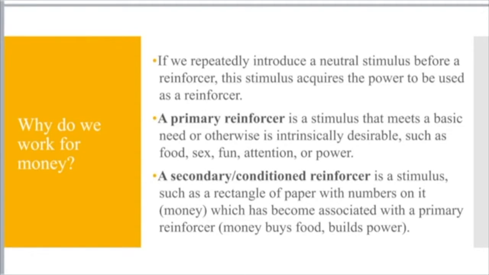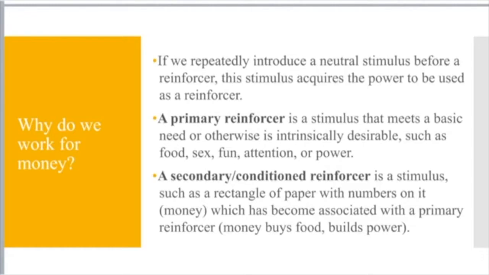Like, we're not working for the actual paper that is money. We're working for what money buys. So a primary reinforcer is like the need to provide food for family, right? And the secondary or conditioned reinforcer is to get actual cash. Like, I don't work for the email that says you've been direct deposited, right? I work for what that direct deposit means for what I can do for my family and pay for our sod that we're getting next weekend and buying a new fence and all that good stuff, right?